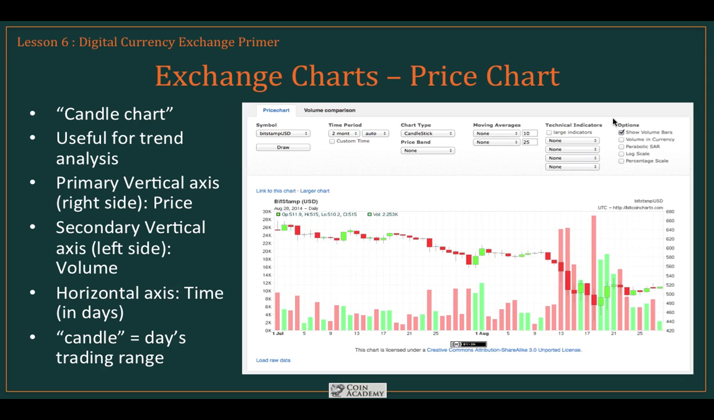If you'll notice across the top here, there are a variety of different options with this chart. You can change the time period, you can change the chart type, you can change the moving average, add all sorts of technical indicators. This is quite a good one. You can get into it as much as you want. This one comes from bitcoincharts.com. You'll see the URL there on the image as well. It's one of the better charting data sites.